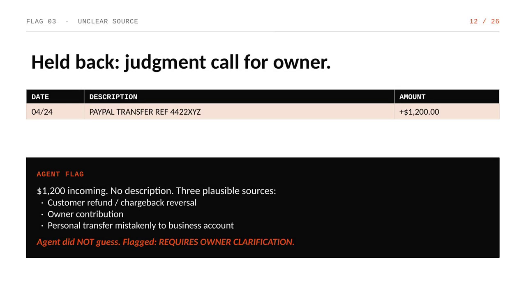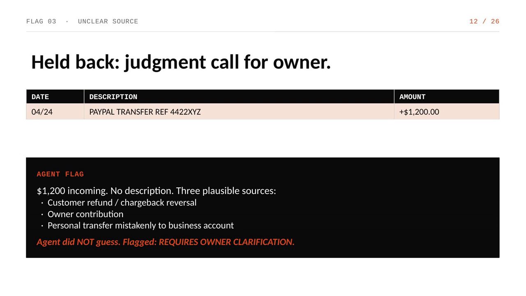Third flag, the unclear PayPal. $1,200 incoming. No description, no reference to any vendor or customer in the chart of accounts. Three plausible sources: customer refund, owner contribution, or a personal transfer that landed in the business account by mistake.